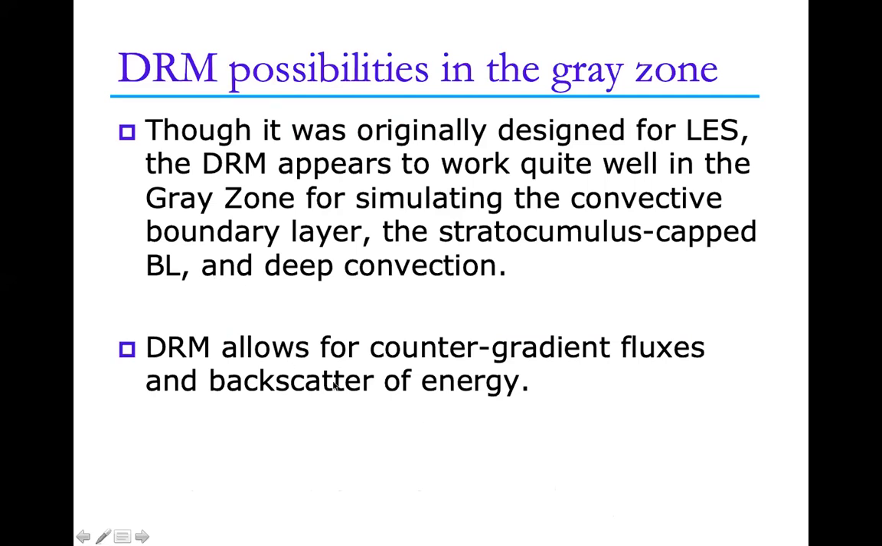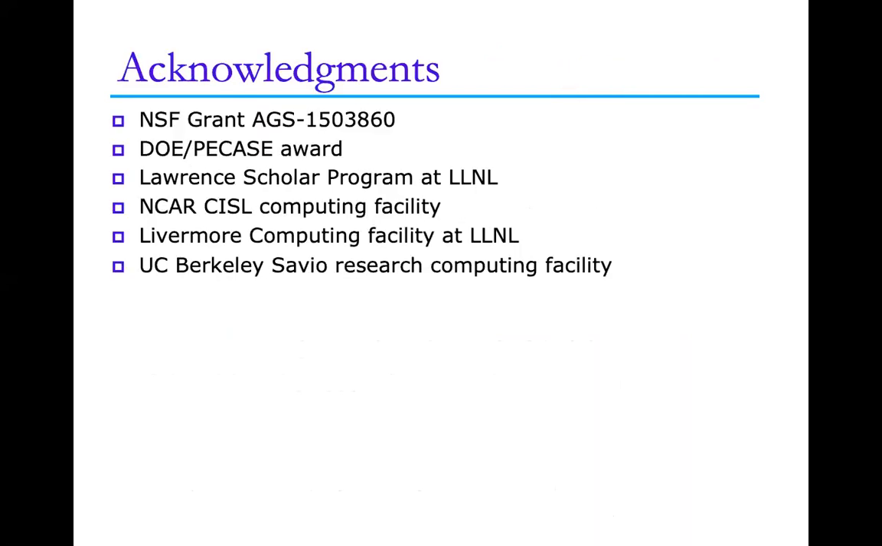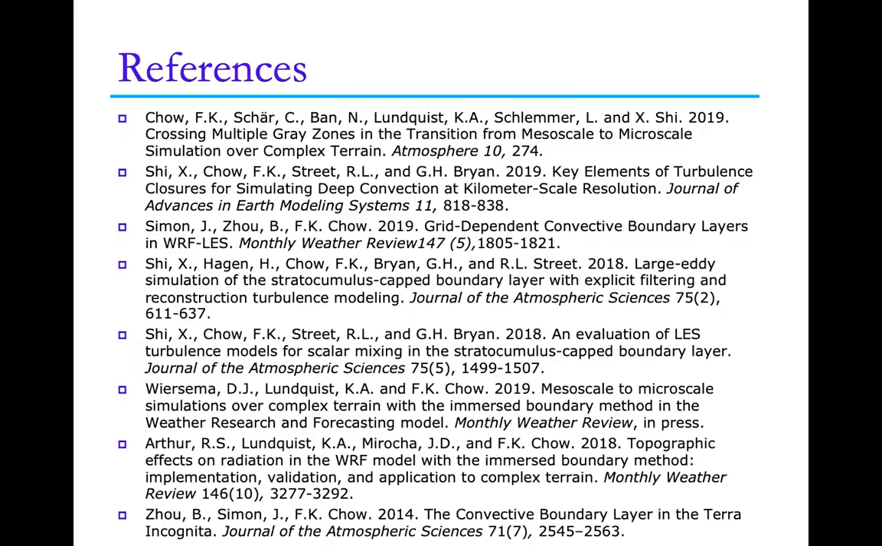And we think that one of the reasons for this is because the DRM allows for countergradient fluxes and backscatter of energy. So I will show some acknowledgements briefly. This came from various different projects that were put together into this story about these multiple gray zones, and I'll leave these here in case anyone wants to look up some of the references.